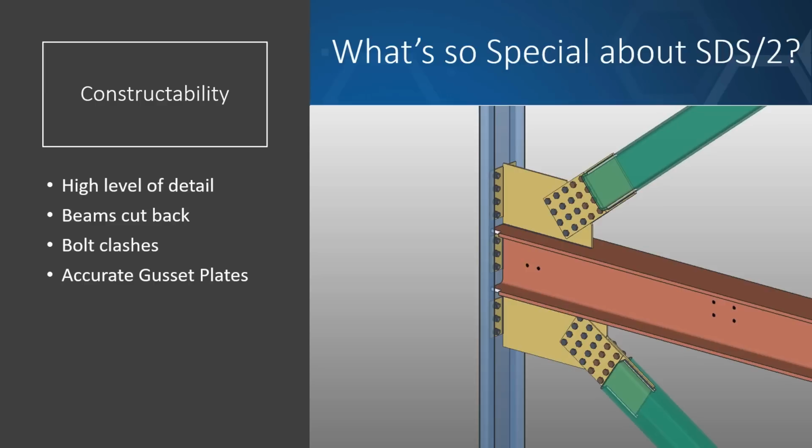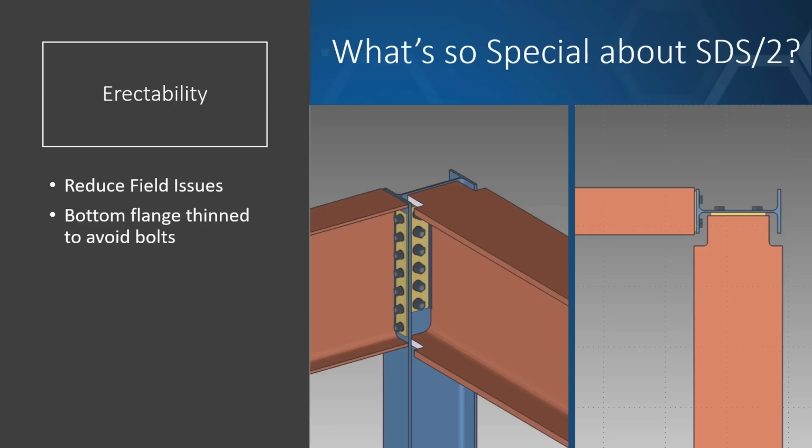Also constructible. So all detailing software should be able to do this. It's a high level of detail. The beams are cut back. It shows for bolt clashes and make sure that you have accurate gusset plates. But let's take that for erectability. So this is completely unique for SDS2. It reduces your field issues.